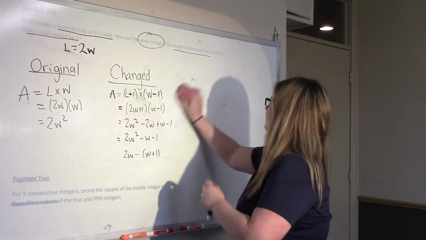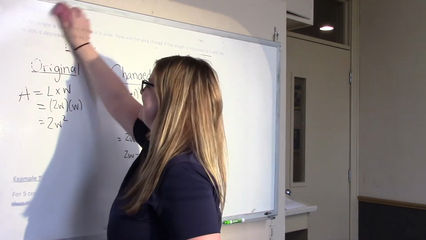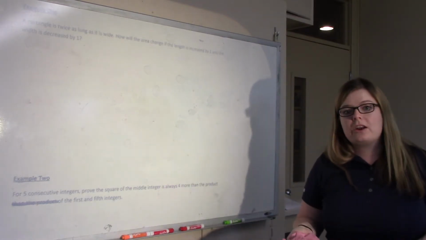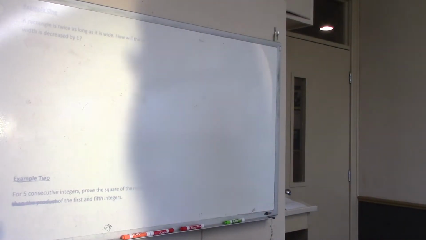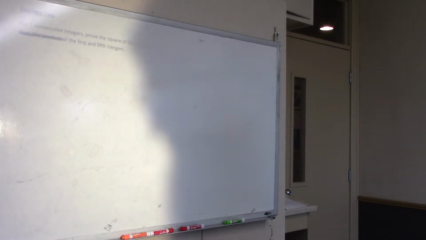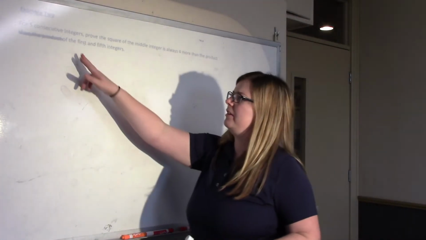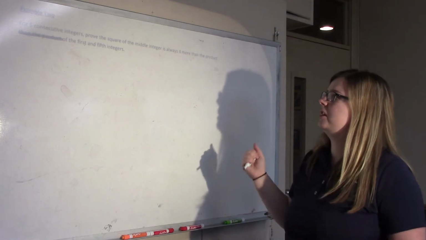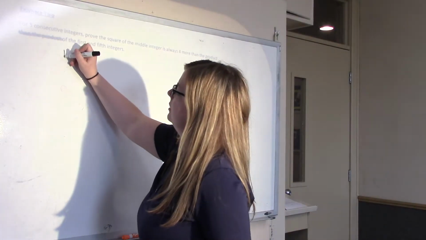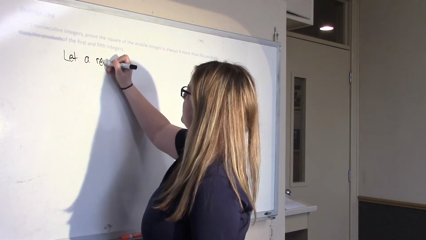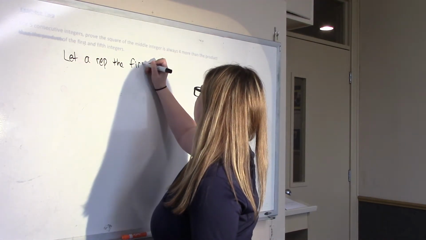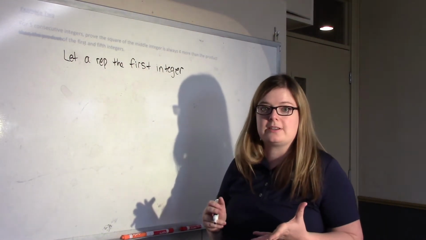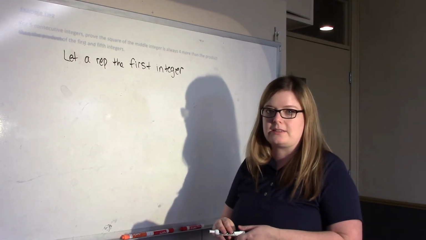Okay? Now, the next question involves consecutive integers. Consecutive means one after the other. We did a lot of work with this in grade 9 and grade 10 with linear functions. So we have 5 consecutive integers. Okay? So we're going to say let A represent the first integer. Remember, the fact that they're integers just means that they're whole numbers that can be positive or negative. Okay, no fractions or decimals here.